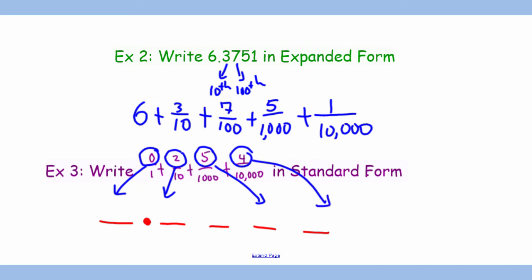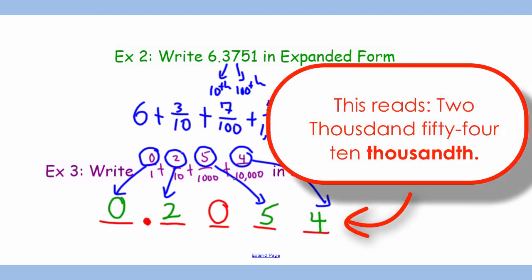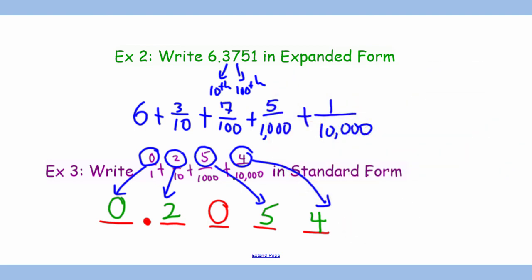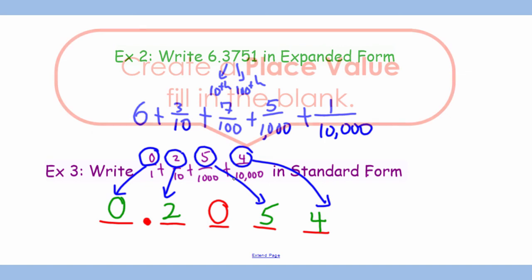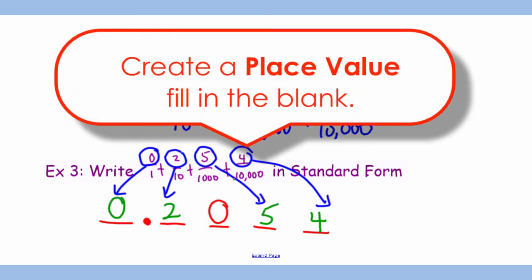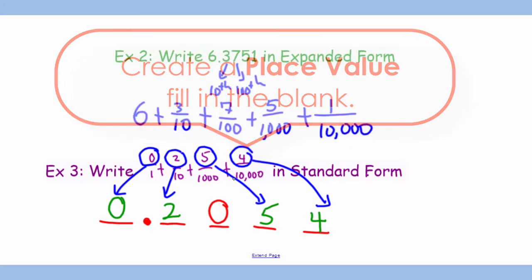Now all you need is to put the numbers into the lines. 0 right here, 2 tenth, 5 thousandth, and 4 ten-thousandth. So what do you do with the blank line? You put in a 0 to fill in the blank, and there you go. That is the standard form of this expanded form. 0 and 2,054 ten-thousandths. So once again, to write an expanded form into standard form, all you need is to create empty fill in the blank lines, so you can fill in the numbers according to the place value of the denominator. That's it for the lesson.